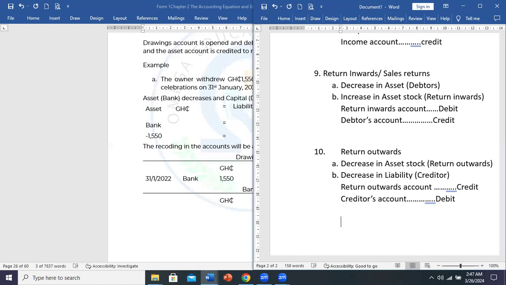But in terms of the double entry, you open drawings account and debit it, and the credit will be in the cash, bank, or if it is stock, purchase account. Thank you very much. So let's pick the first illustration here.